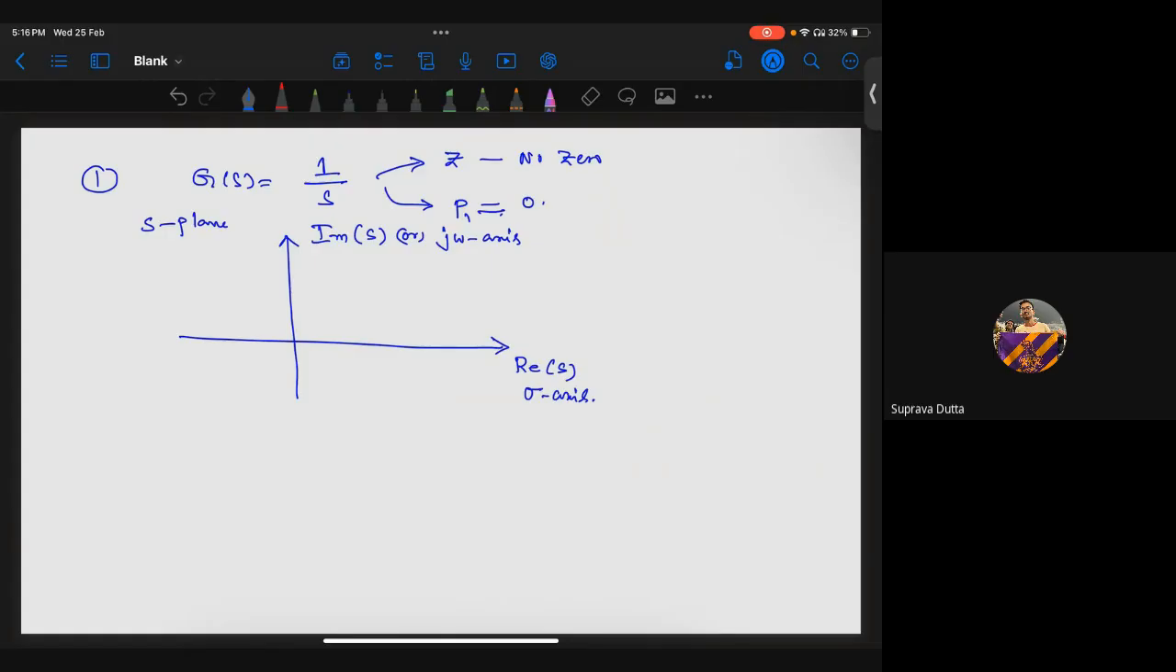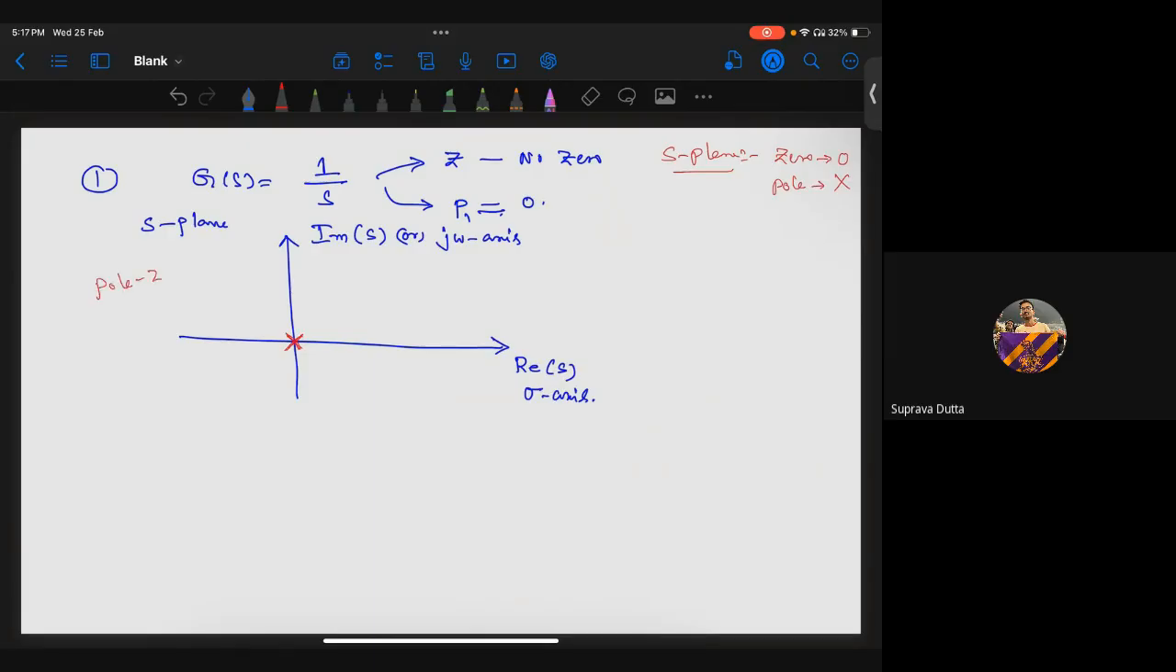There are no zeros. We have a pole at 0. We represent a zero with a circle and a pole with a cross mark on the S plane. Is this clear? Any doubt? We call this a pole-zero diagram.